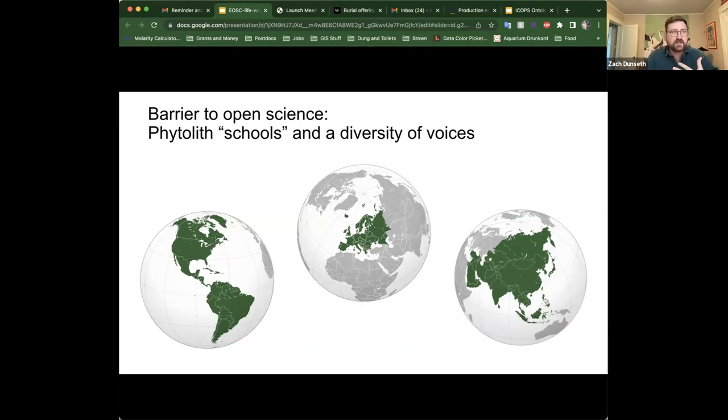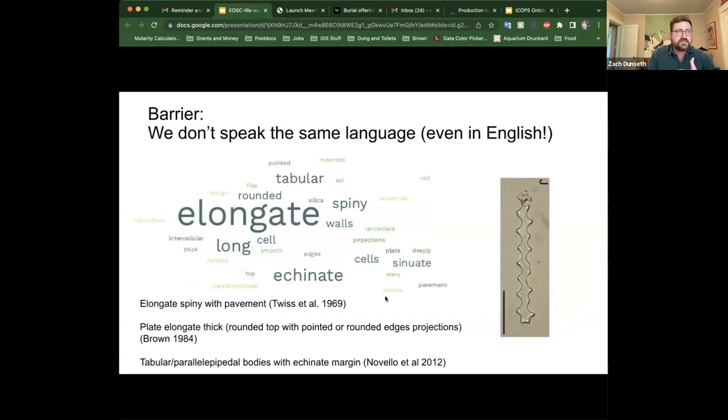Luke very nicely talked about how the terminology and the standardization of phytoliths has changed. But if we look at the long history of phytoliths, we see that even in English, we're not talking in the same language. This phytolith on the right is a very common phytolith. Even for those who are not really familiar with phytoliths, you can see that it can be described as longer than it is wide. It's characterized by these regular spikes or protrusions along its margins. But there are many ways we could describe this if we're just using English as our descriptive language.